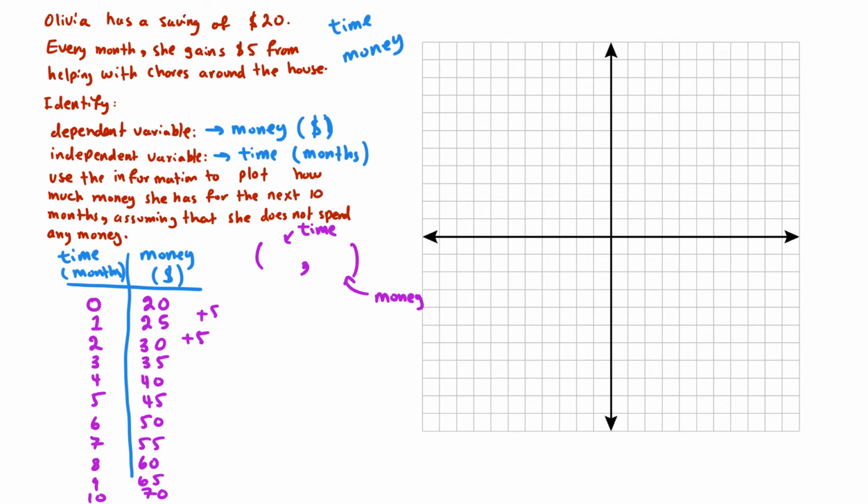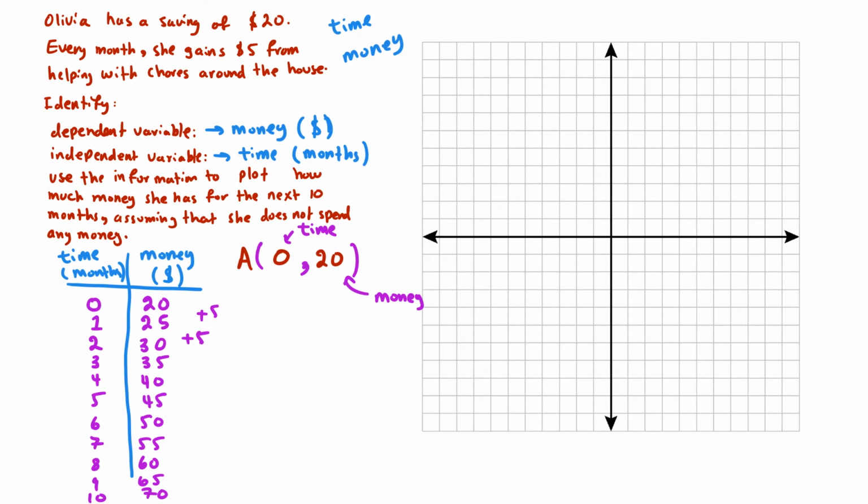So for our first set of data over here, which says time is 0 and money is 20, the way to put that in as a point is to put time 0 and money 20. And this would be my point. We can name this anything, but we're going to call it point A in this case.